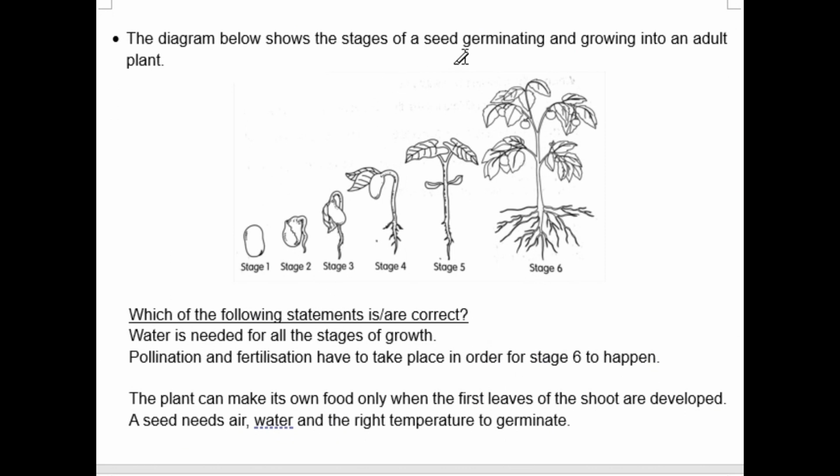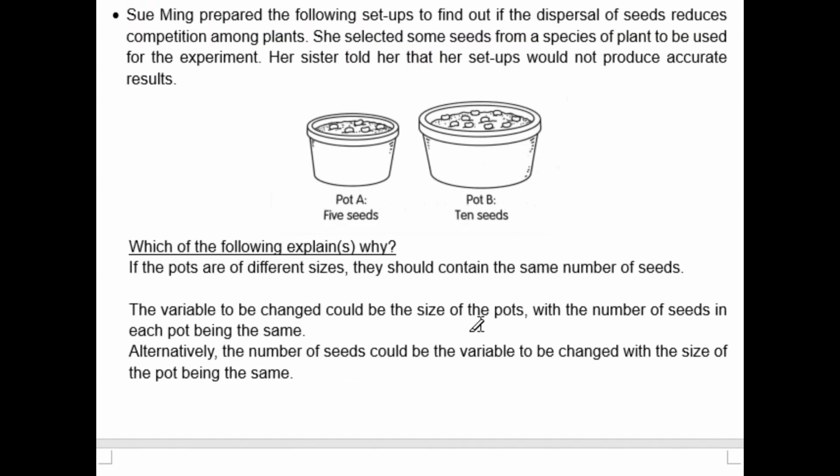The diagram below shows the stages of a seed germinating and growing into an adult plant. Which of the following statements are correct? Water is needed for all the stages of growth. Pollination and fertilization have to take place in order for stage 6 to happen. The plant can make its own food only when the first leaves of the shoot are developed. A seed needs air, water, and the right temperature to germinate.